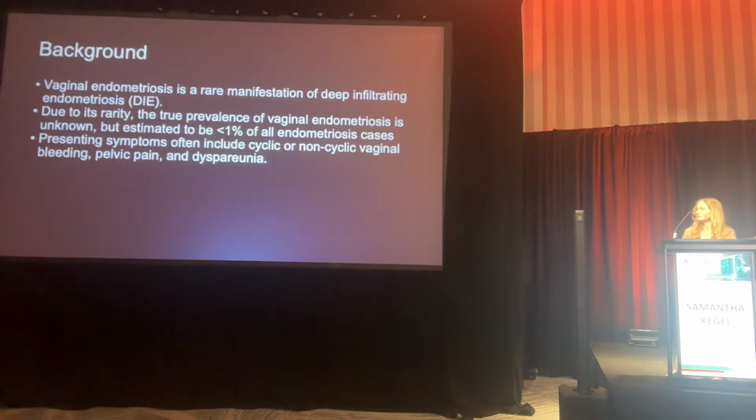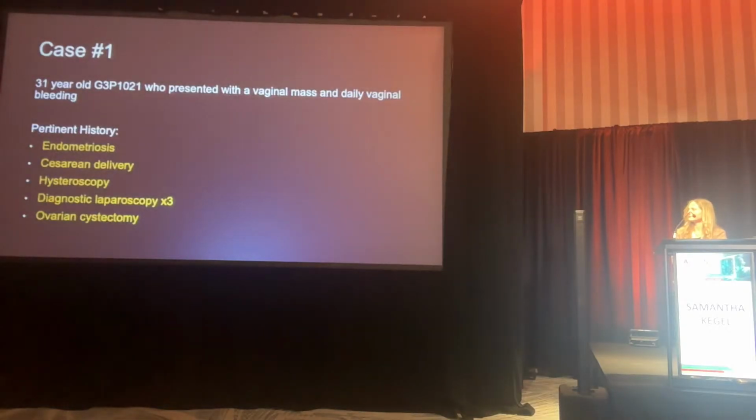Vaginal endometriosis can occur as a result of prior surgeries, where endometrial cells track through the vagina. In even rarer circumstances, vaginal lacerations during delivery can retain residual tissue, leading to vaginal endometriosis. Case number 1 is a 31-year-old G3P1021 who presented with a vaginal mass and constant daily bleeding for 2 years. She also endorsed fluctuating abdominal pain and intermittent abdominal bloating.